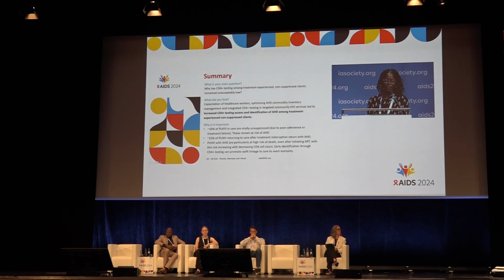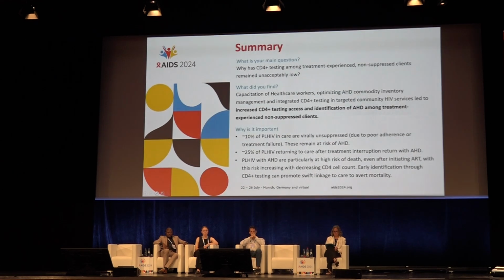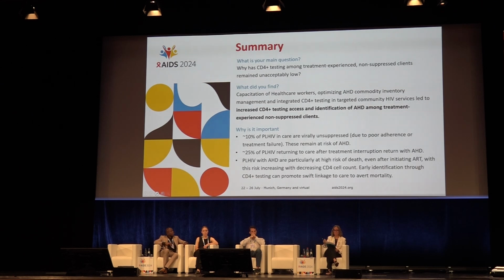We found that capacitating health workers and optimizing availability of AHD commodities, as well as integrating CD4 screening, especially in community services, does improve CD4 screening amongst this group of people living with HIV. Why is this important? First off, about 10% of the people living with HIV within our program are virally unsuppressed, either due to poor adherence or due to treatment failure. And this group, even though they are in care, they remain at risk of advanced HIV disease, as we shall see.